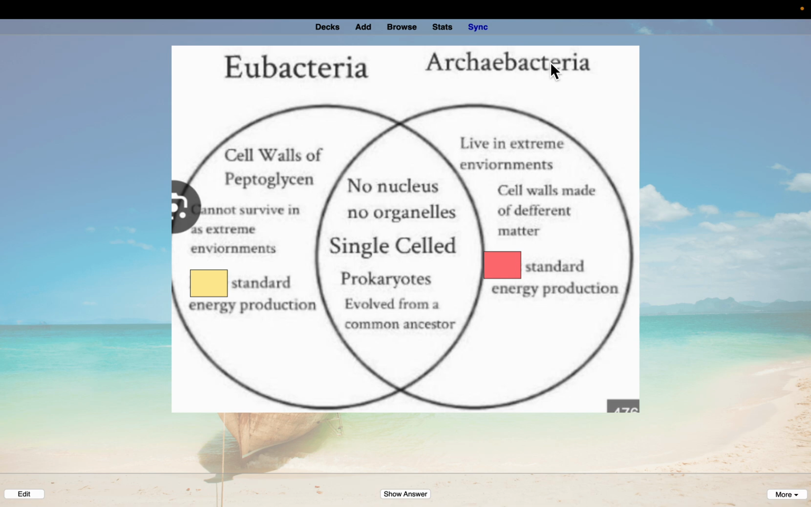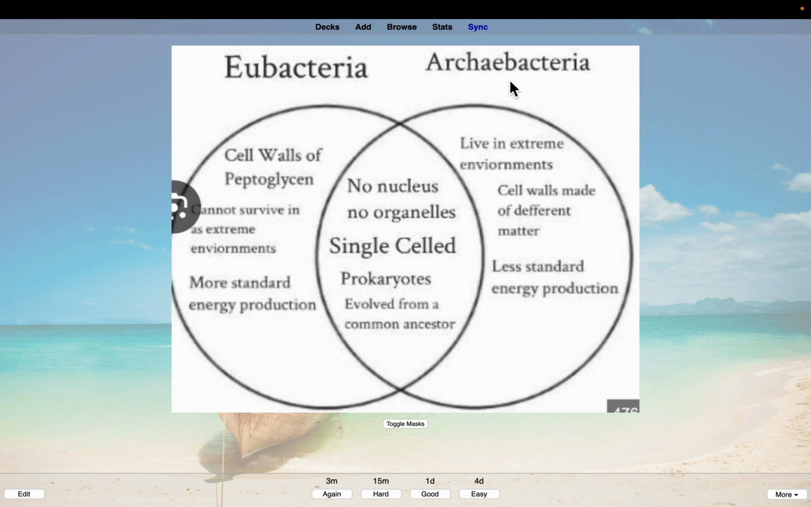Basically, archaebacteria have less standard energy production. At the same time, they live in extreme environments, and their cell walls are made of different matter. So compare that with eubacteria. If archaebacteria have less standard energy production, for eubacteria it's the opposite. They have more standard energy production.